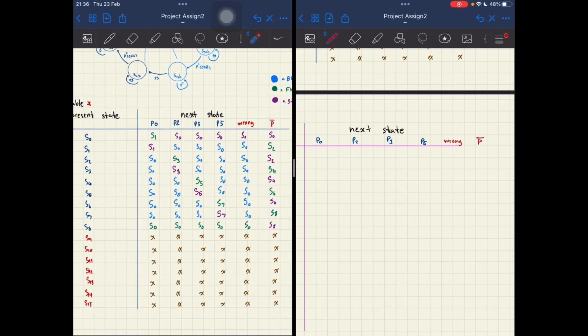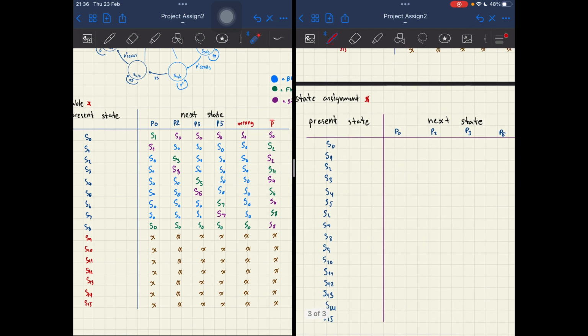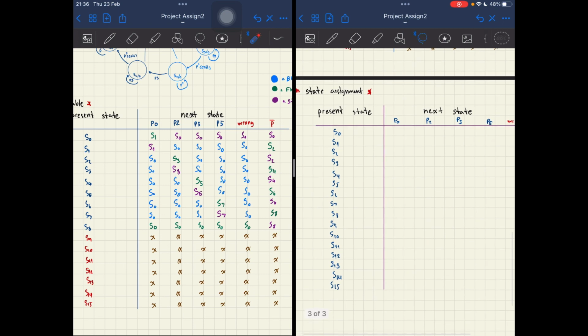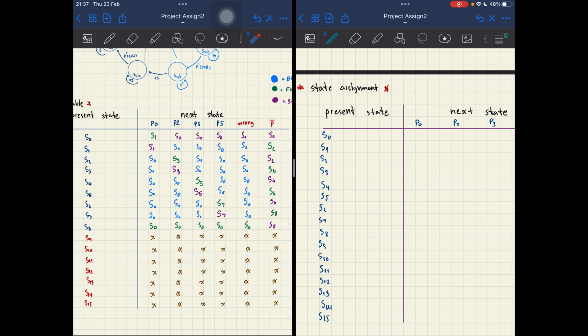Last one is P prime, right? So I will give the name to the 4 bits of the state. I just rearrange here, and the name that I will give to the bit of each state: first bit is Y3, Y2 as second, Y1, and last one is Y0.